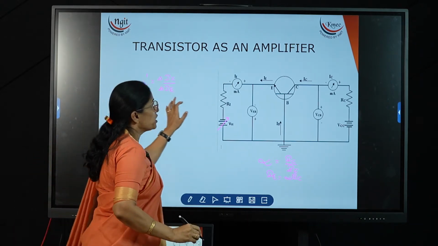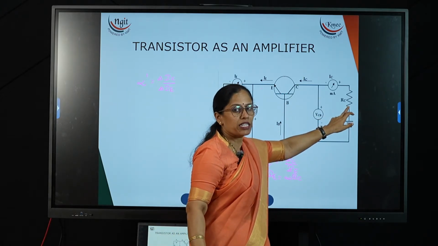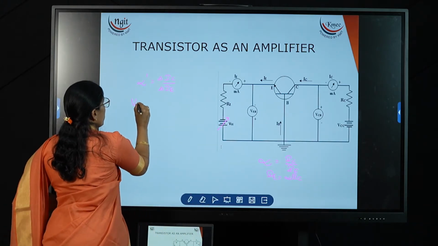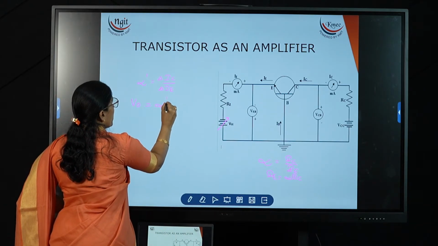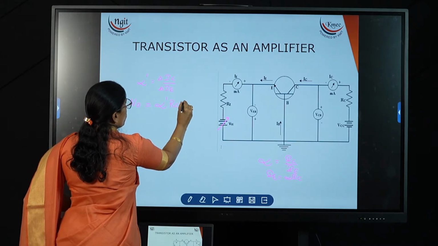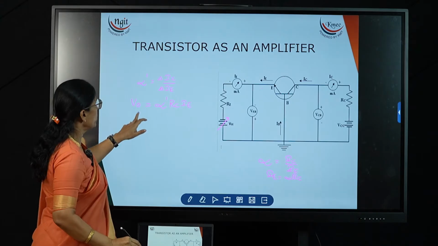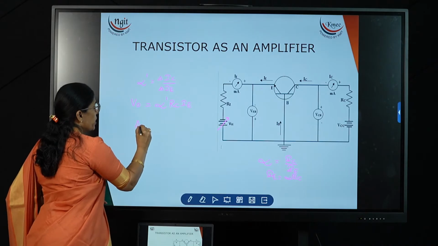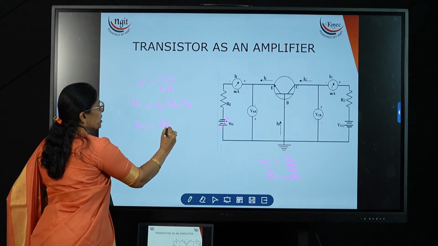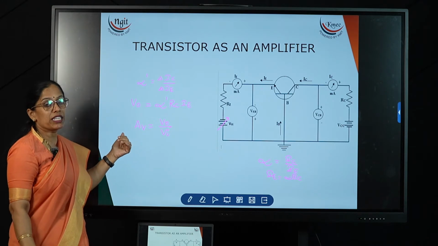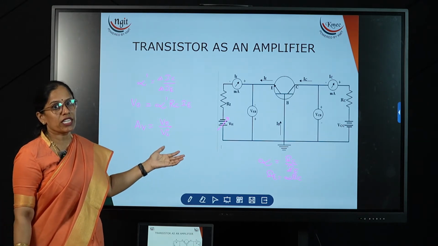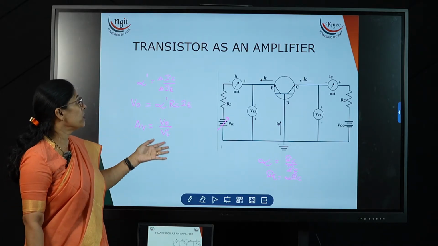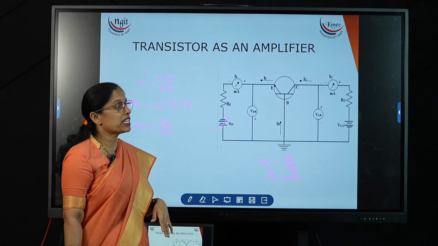This change in current, when it passes through the RC resistor, produces a voltage drop. That voltage is called the output voltage V0. We can write V0 is equal to alpha dash RC into IE. This voltage is greater than the input voltage. With this, if you take the voltage gain, AV is equal to output voltage divided by input voltage, and this gain is greater than 1. So we can say the circuit will amplify the signal. So this is the working of the transistor as an amplifier.